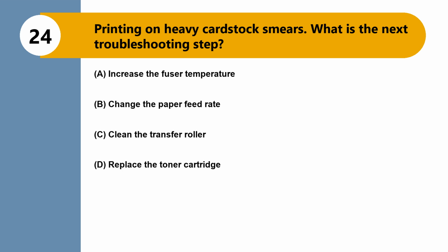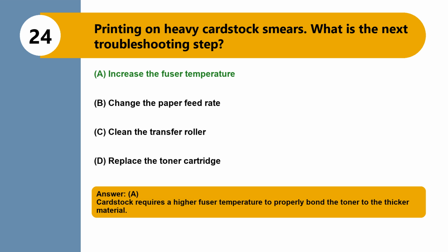Question 24. Printing on heavy cardstock smears. What is the next troubleshooting step? Option A, increase the fusor temperature. Option B, change the paper feed rate. Option C, clean the transfer roller. Option D, replace the toner cartridge. The correct answer is option A, increase the fusor temperature. Cardstock requires a higher fusor temperature to properly bond the toner to the thicker material.